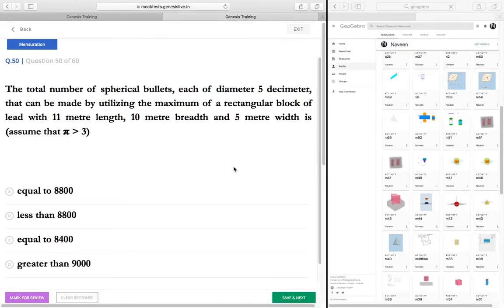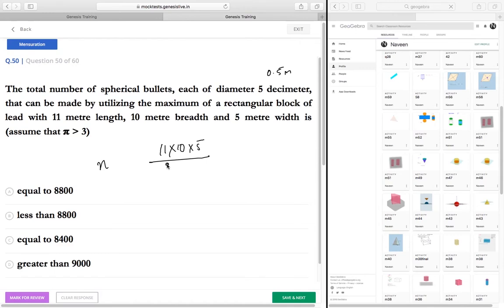All right. Question number 50. Ignore this part. Now, the total number of spherical bullets, each of diameter 5 decimeter. 5 decimeter is nothing but 0.5 meters. That can be made by utilizing the maximum of a rectangular block of lead with 11 meter length and then 10 and then 5. So overall volume of the rectangular block is how much? 11 into 10 into 5. Now using the same rectangular block, we'll have to come up with the spherical bullets. Correct? So let me assume the number of bullets as n, and then I'll divide this volume by the volume of one bullet. That will give me the total number of bullets.